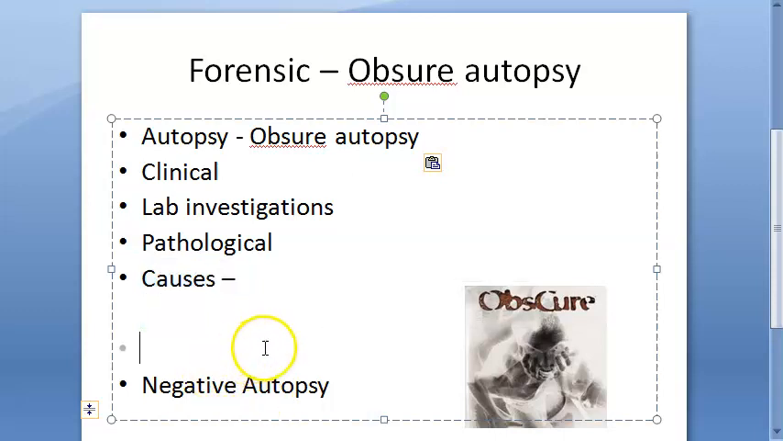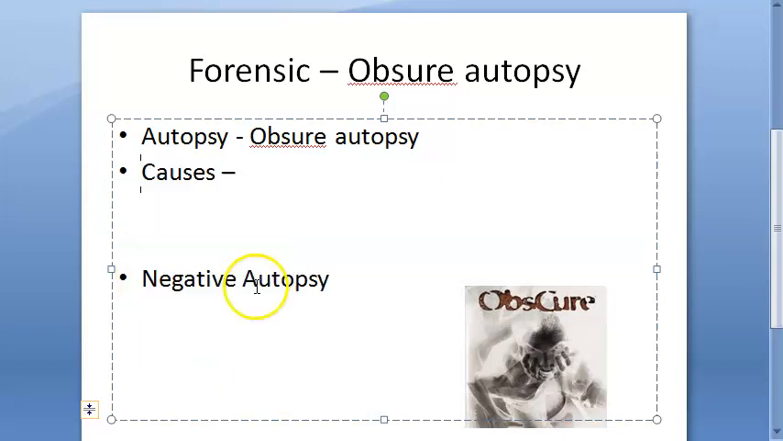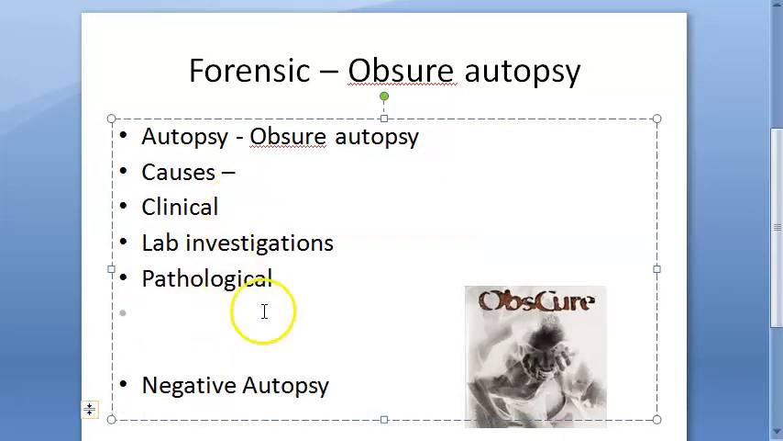So basically, after all these pathological and clinical and lab investigations, if you cannot find anything, then it becomes negative autopsy.